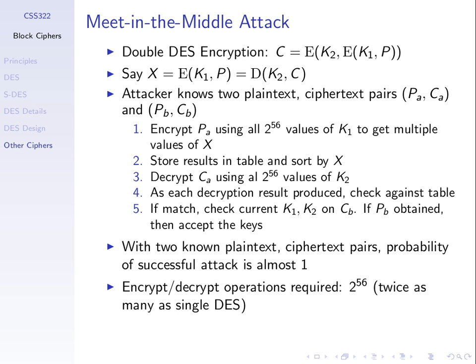So we don't need 2 to the power of 112 operations. We need 2 to the power of 56 operations, or approximately, which is twice as many as we need with single DES. With single DES, on average we need 2 to the power of 55 operations. With double DES to break it, we need approximately 2 to the power of 56 operations, and that's where double DES is not much more secure than single DES. Because if single DES takes $10,000 to break, then double DES takes $20,000 to break in the same time. You just double the compute power. So double DES is not considered secure.